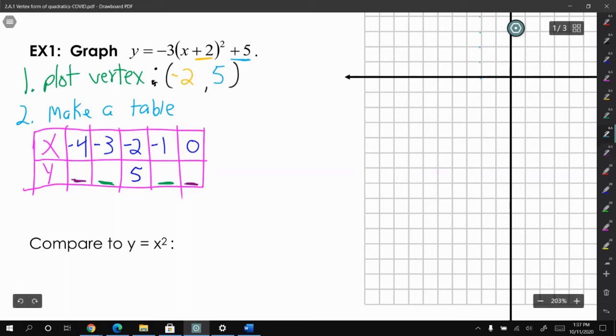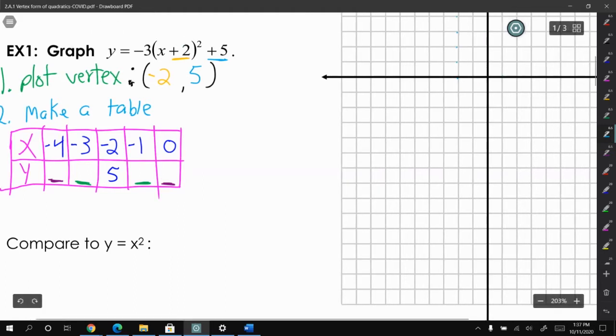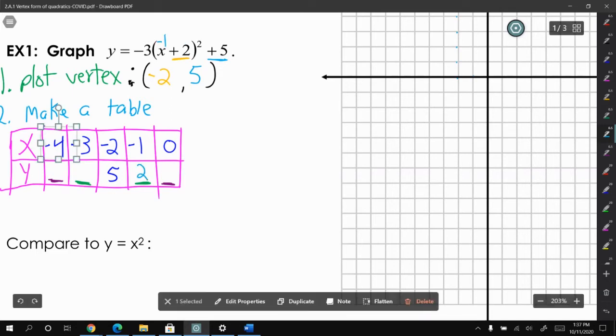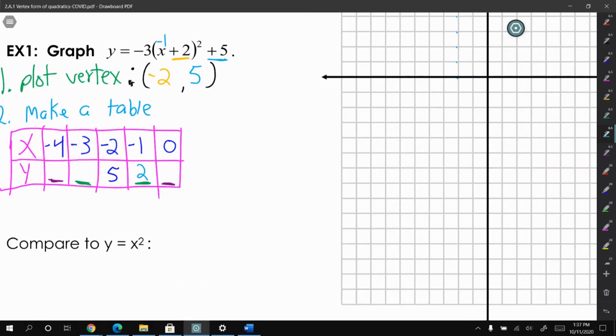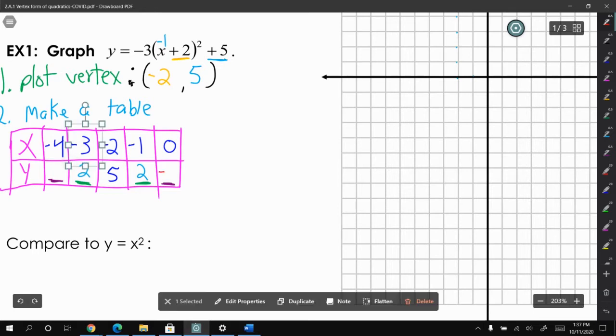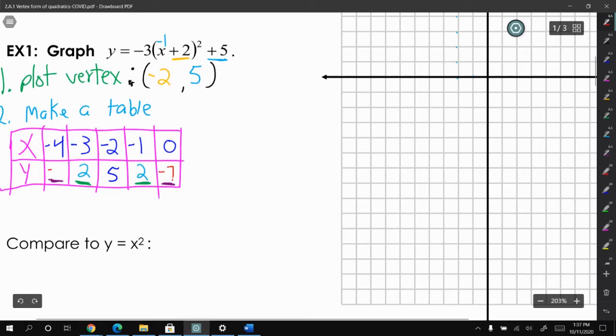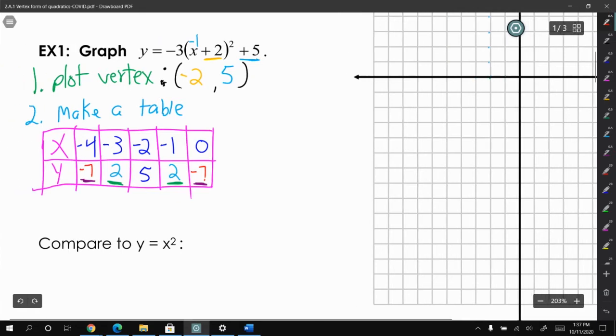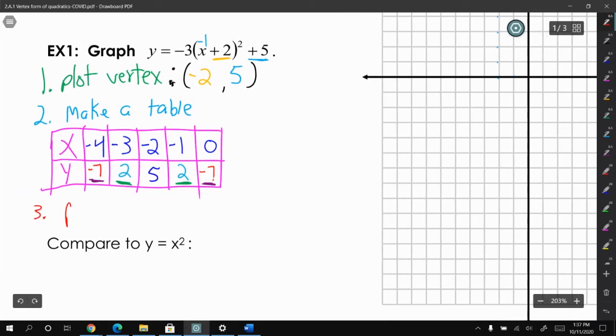So let's go to our calculator, and I'm going to plug in -1. If I plug in -1 for x, I get +2. So that means that when x is -3, y is also +2 because it's symmetric. When I plug in 0, I get -7, which means the y value when x is -4 is also -7. So then we're going to plot points.